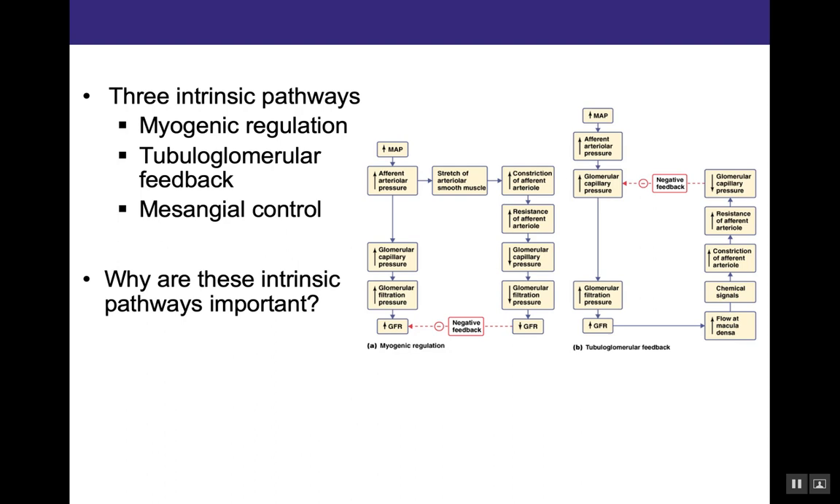So, we've learned about the three intrinsic pathways: myogenic regulation, tubuloglomerular feedback, and mesangial control. Again, these are all autoregulation mechanisms that try to keep glomerular filtration rate constant. So again, why are these intrinsic pathways important? The answer is to keep glomerular filtration rate constant in the face of varying arteriolar pressure. So let me just show you the next slide to really bring this all home.